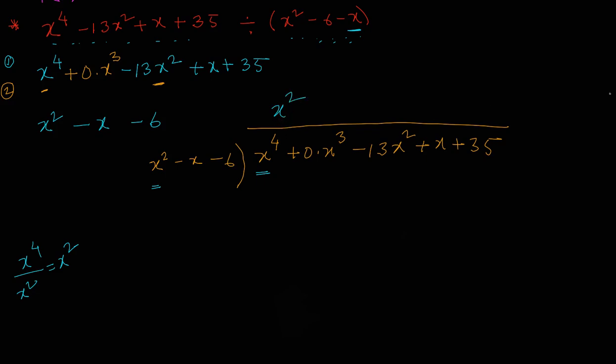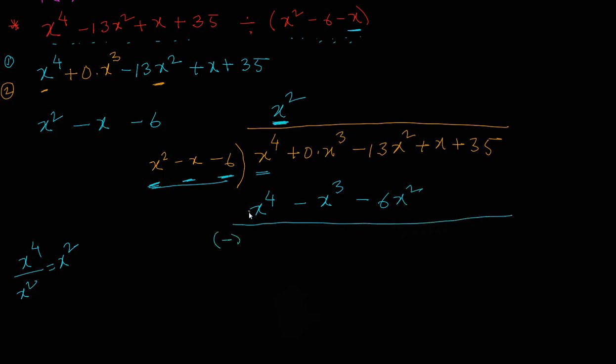Now I am going to multiply that x square by my whole divisor. Okay, so let's do one by one. So x square multiplied by this x square is what? X power 4, of course. Then x square multiplied by this negative x is negative x cube. Then x square multiplied by negative 6 is negative 6x square.